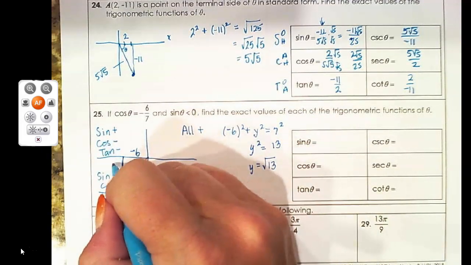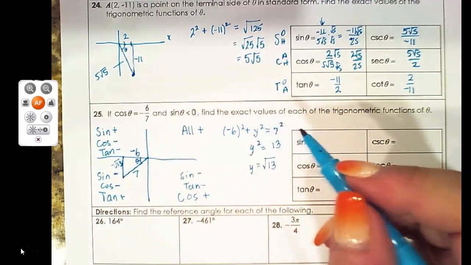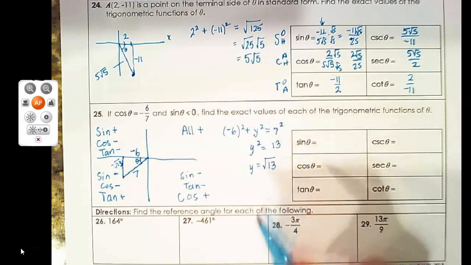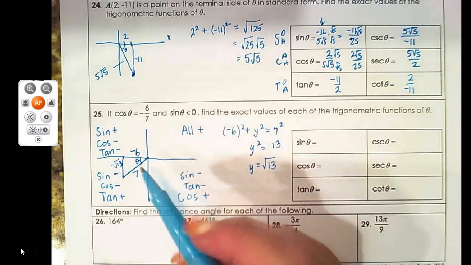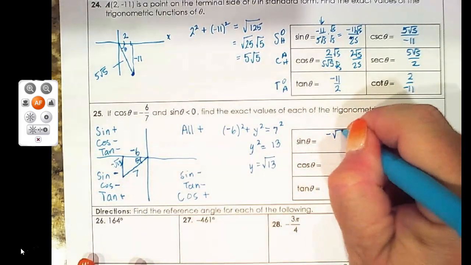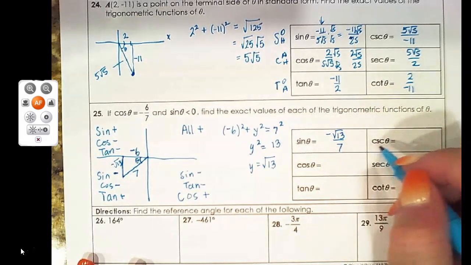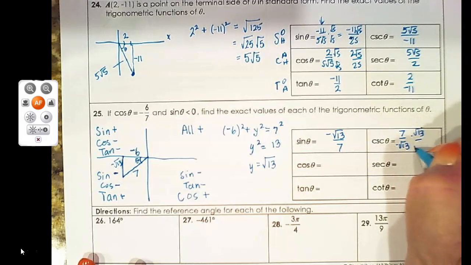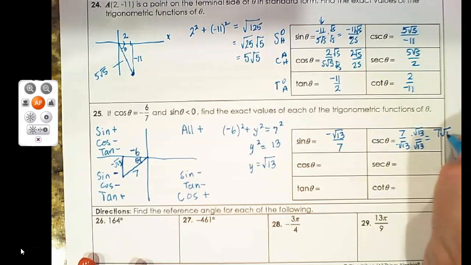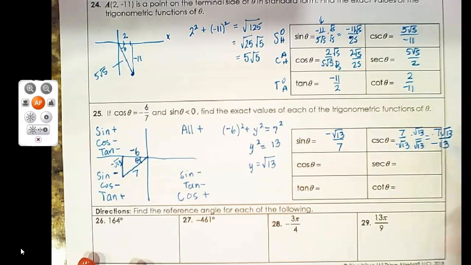And then because it's in the third quadrant, it's negative. So now that I have my missing side, I can go ahead and find all my trig functions. So the sine is opposite over hypotenuse, negative radical 13 over 7. Cosecant, I have to flip that, so I'm going to go 7 over negative root 13, rationalize by multiplying by root 13, 7 radical 13 over negative 13. And the negative can be in the top or the bottom.